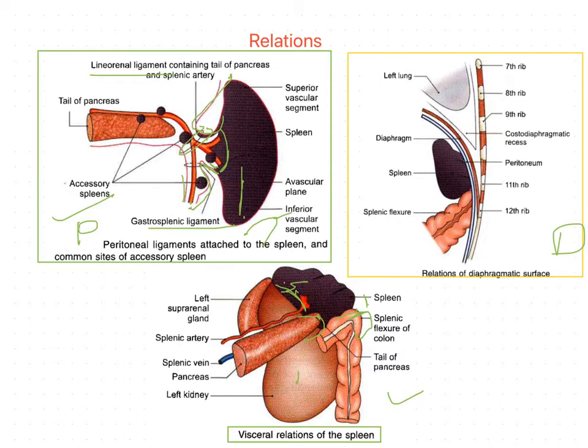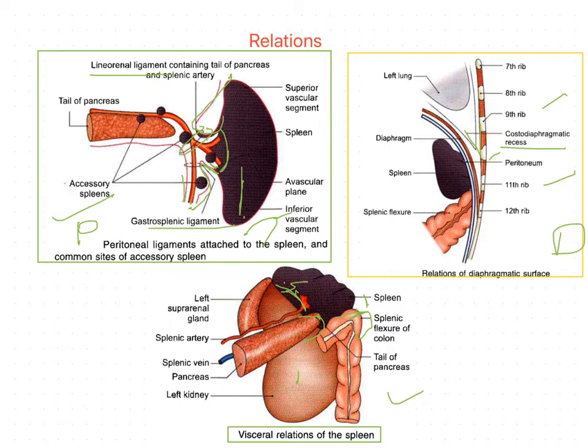Next we'll see the diaphragmatic surface. The diaphragmatic surface is related to the diaphragm, which separates the spleen from the costodiaphragmatic recesses of the pleura, the lung, and the 9th, 10th and 11th ribs on the left side. This is about the relations.